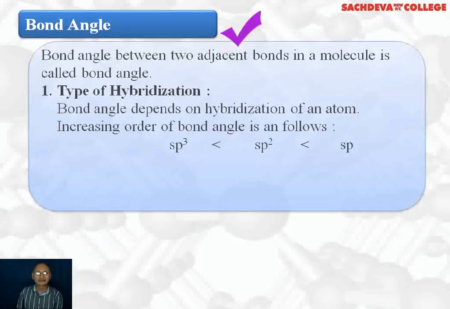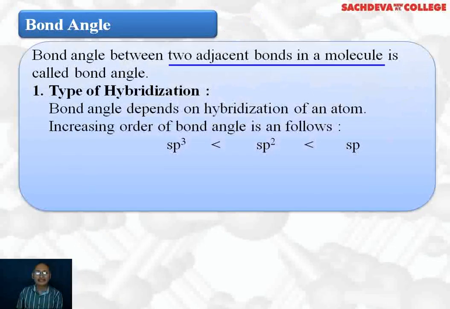Bond angle. Bond angle between two adjacent bonds in a molecule is called bond angle. That is, bonds can be represented by lines, and between these lines there is an angle, and this angle is called bond angle. Types of hybridization, I have just explained. There are three types of hybridization, although there are many more types. First we are discussing only these three types for the time being: sp3, sp2 and sp.